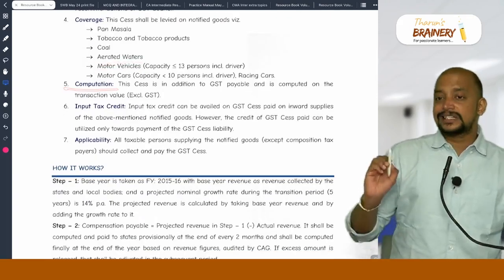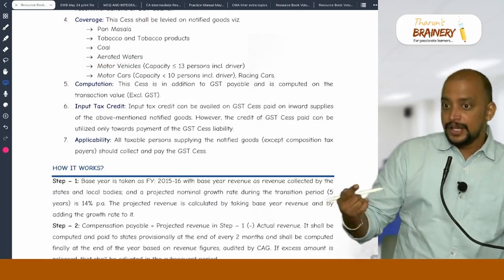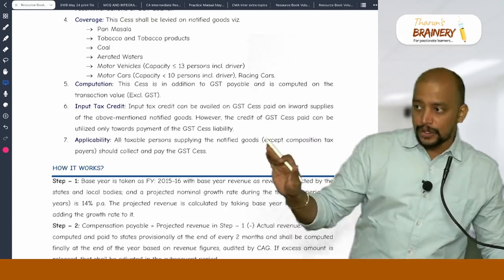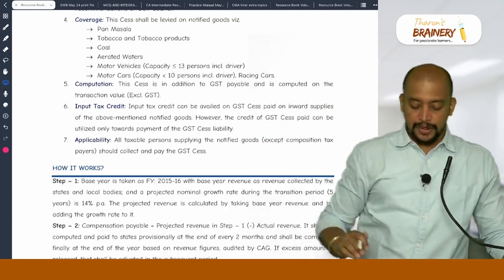Computation: actually this cess is not on tax. This cess is on value. And while determining the value, do we need to add GST and then compute the compensation cess? No. On the amount on which GST is computed, compensation cess is also computed on the same amount.